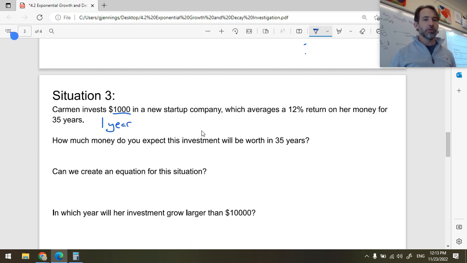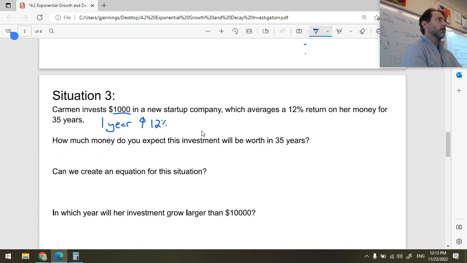If it grows by 12%, how would we do that? How would we grow this number, 1,000, by 12%? Do you happen to know what 12% of 1,000 is? I don't know what the number is, but I do know how to get what your 12% would be.